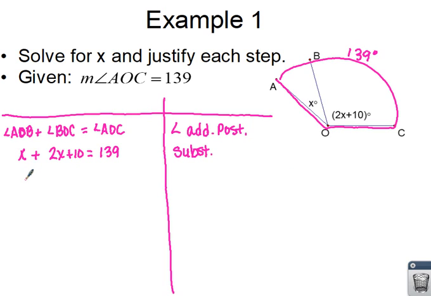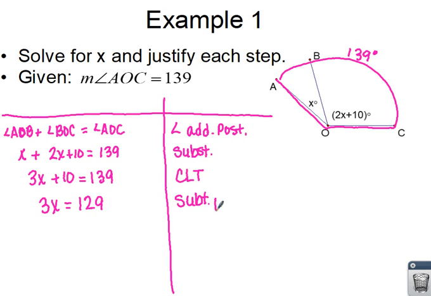All right, from here we just have to solve. So I look at this and I say, well, I need to combine like terms. Okay, so we combine like terms and you can put CLT, combine like terms. Then I need to get x by itself, so I'm going to subtract 10 from both sides. So that makes this that, because I subtracted 10. My reason, subtraction property.